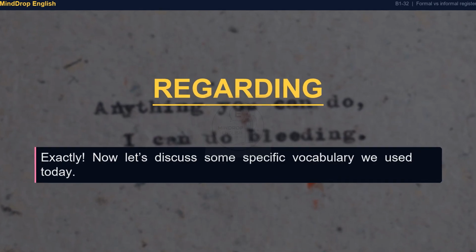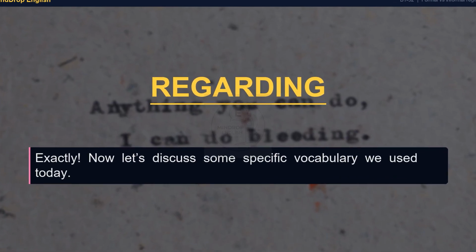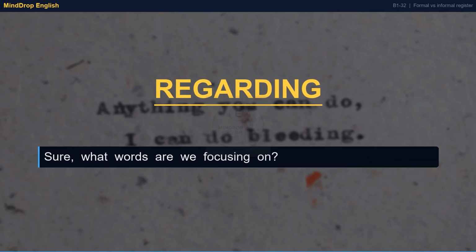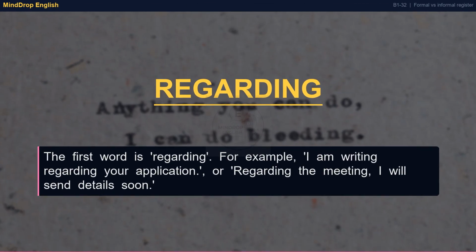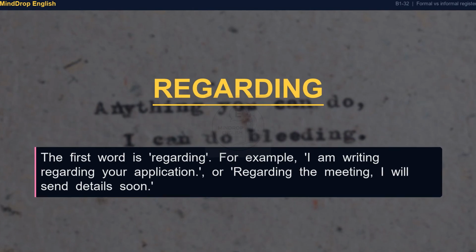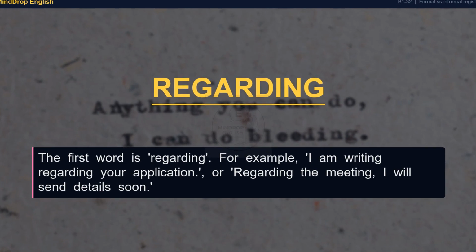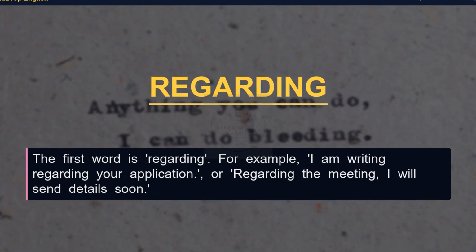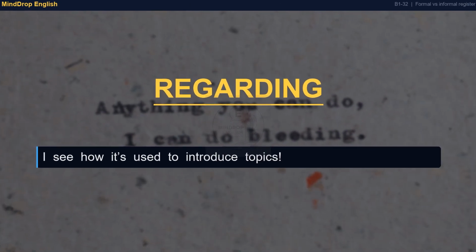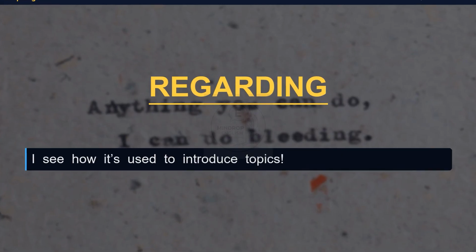Exactly. Now let's discuss some specific vocabulary we used today. Sure, what words are we focusing on? The first word is, regarding. For example, I am writing regarding your application. Or, regarding the meeting. I will send details soon. I see how it's used to introduce topics.